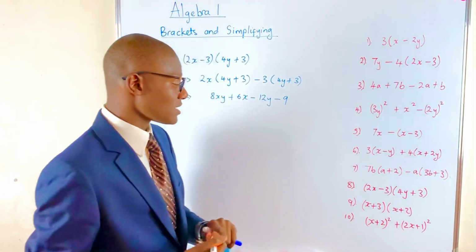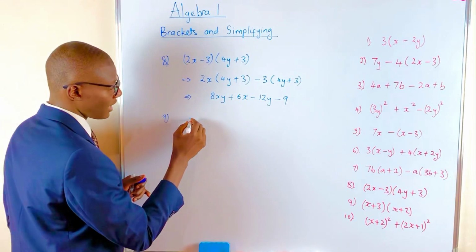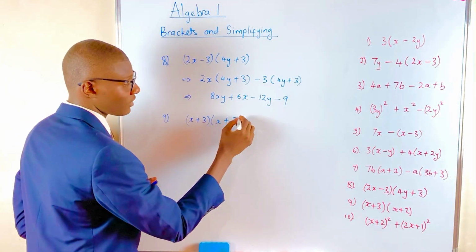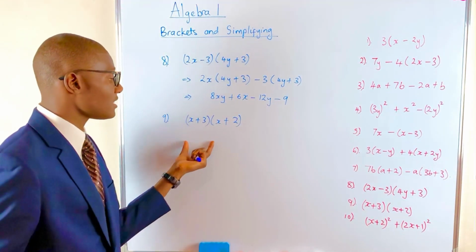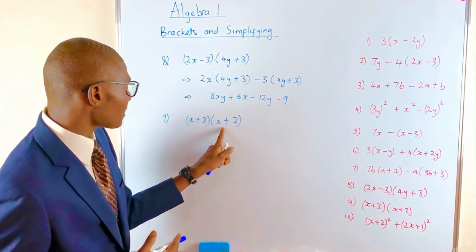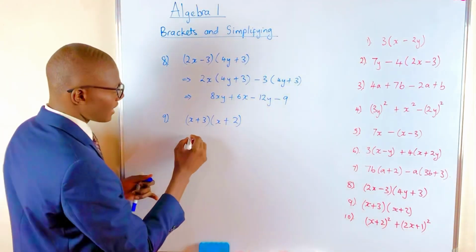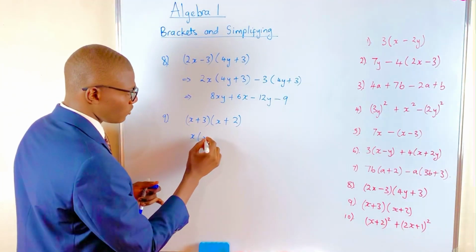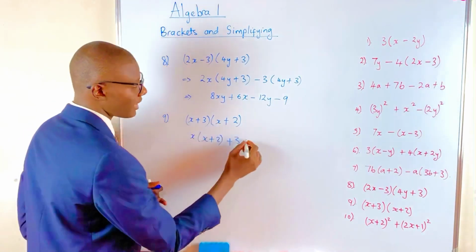Now let's look at how we simplify number 9. Number 9 is the same situation. x plus 3 times x plus 2. Like that. So we shall multiply each and every term that is in these brackets by each and every term that is in these brackets. Are we together? Okay, so we are saying x from this bracket shall multiply x plus 2, and then this plus 3 as well shall multiply x plus 2.